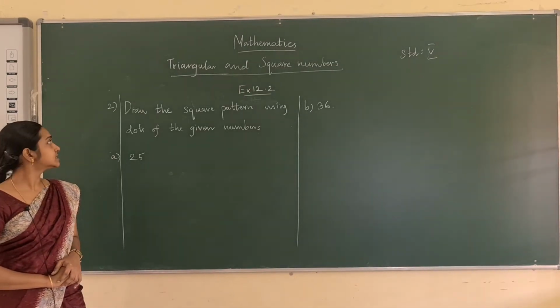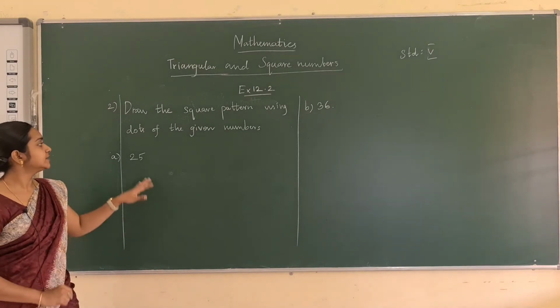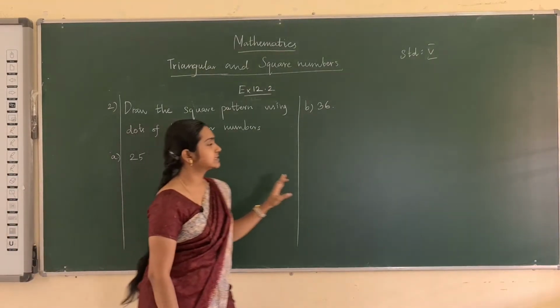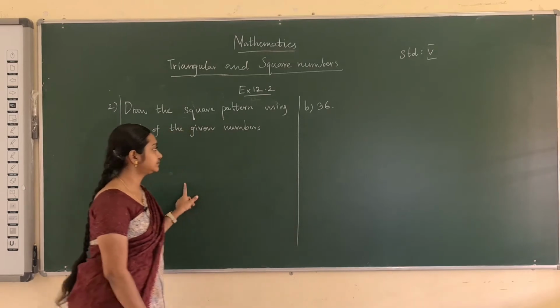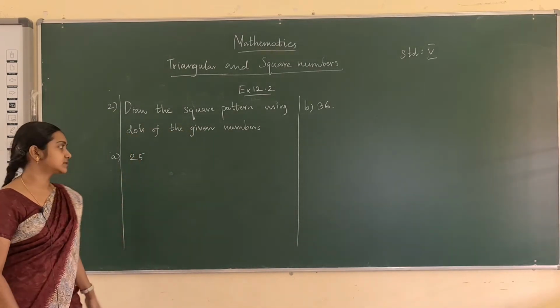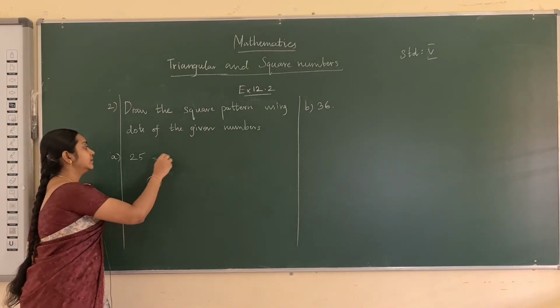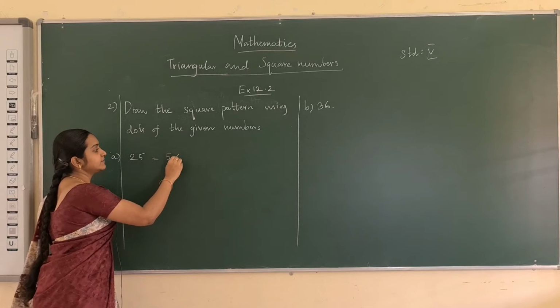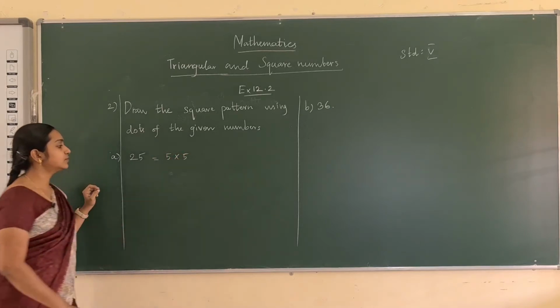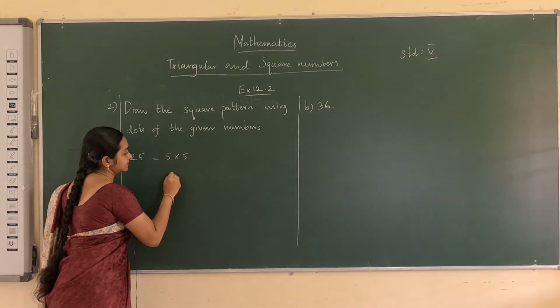The second question is to draw the square pattern using dots for the given numbers. Here 25 is given, here 36 is given. Now we are going to form a square pattern using 25 dots and 36 dots. 25 is nothing but 5 into 5. So first keep 5 dots.